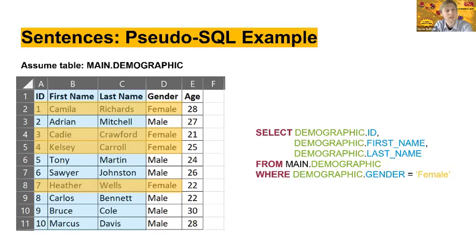So here we look at the first row. Camilla, does her gender equal female? Yes, it does. That's true. So it's returned. Next, Adrian, does that value equal male? It does not. That's false. It does not return, and so on and so forth. So that's the basic beginnings.